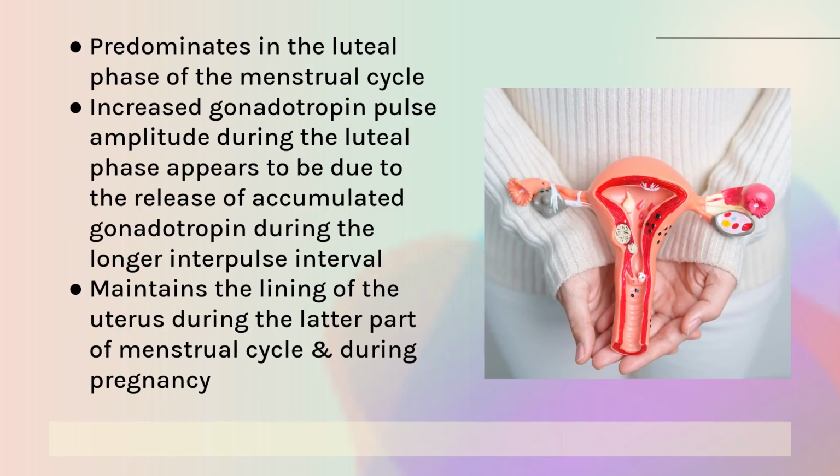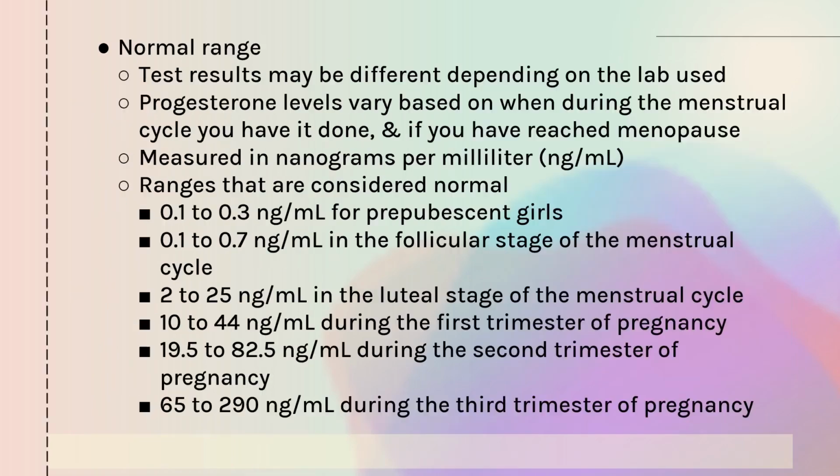Progesterone is a hormone that predominates during the luteal phase of the menstrual cycle. It plays a crucial role in maintaining the uterine lining during the later part of the cycle and throughout pregnancy. Progesterone levels can vary based on the lab that is used for testing, as well as factors such as the timing of the test within the menstrual cycle or whether a person has reached menopause. The normal ranges are listed here.